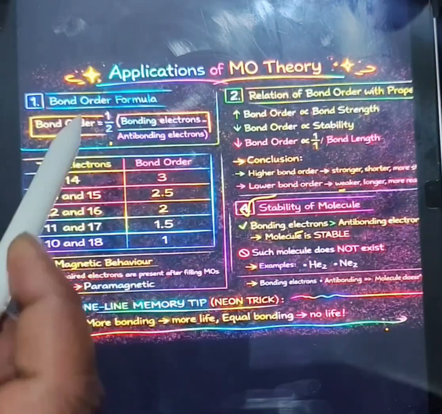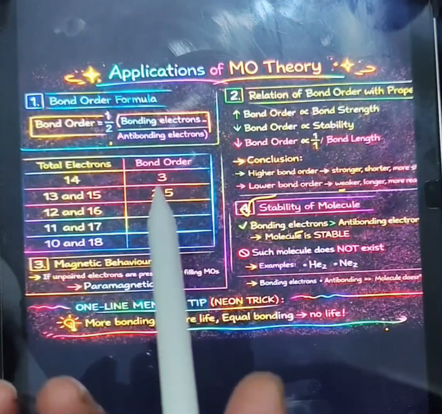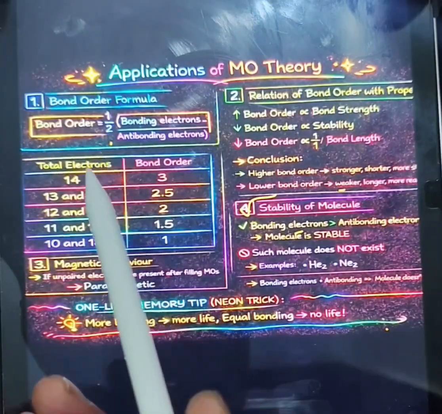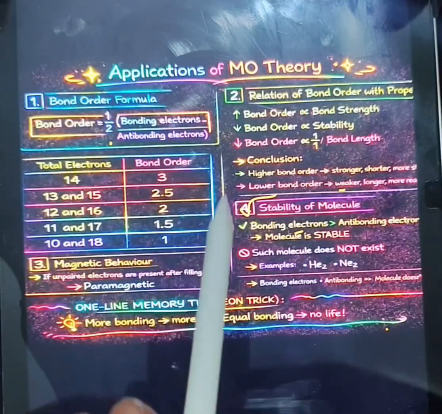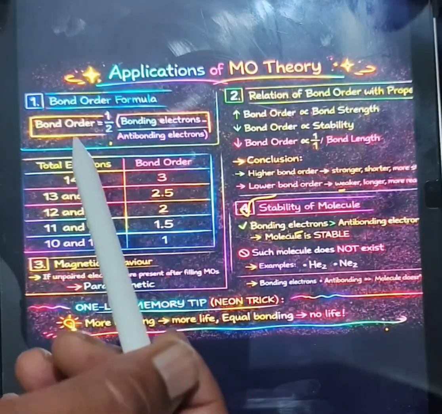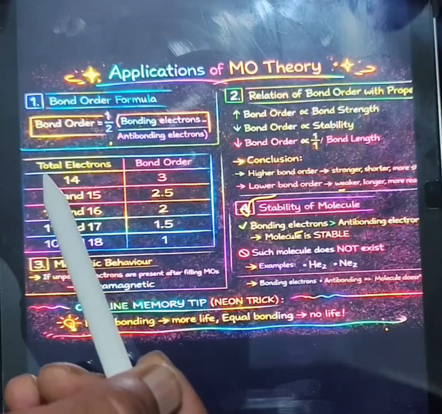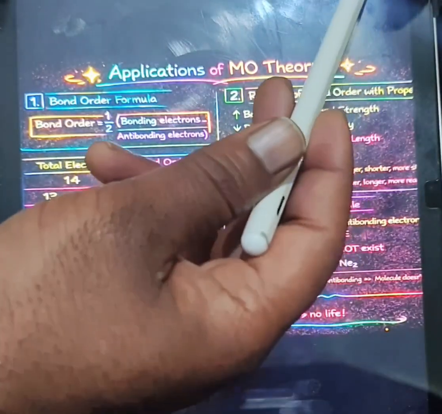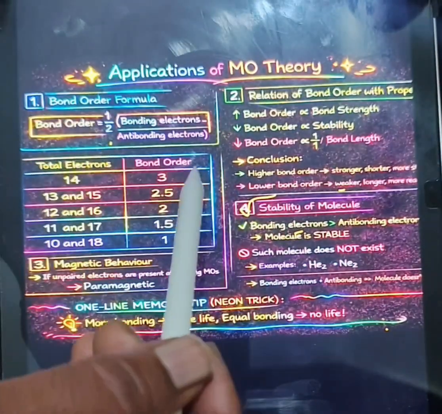Bond order is nothing but the number of bonds between atoms in the molecule, or between the central atom and surrounding atom. So bond order equals half into number of bonding electrons minus number of anti-bonding electrons. This is a known formula. With the help of this formula you can find bond order. Instead of that, there is a shortcut for this. Suppose the total number of electrons is 14, then bond order will be 3.